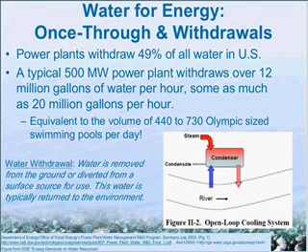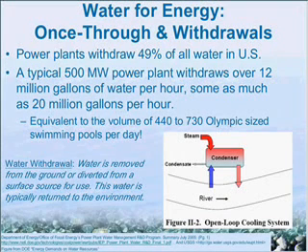Once-through cooling systems typically take water, say, from a river, put it through the condenser, use it once, and then return that water back to the source that it came from, either a river or a lake or another water body. In the United States, about 49% of all water withdrawals are associated with power plants. That's actually more than agriculture uses overall. And a typical 500-megawatt thermoelectric power plant withdraws over 12 million gallons of water per hour, and some use as much as 20 million gallons per hour, which is equivalent to the volume of 440 to 730 Olympic-sized swimming pools per day.